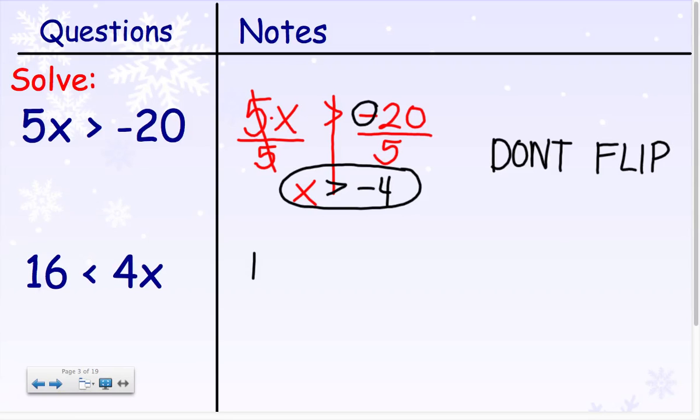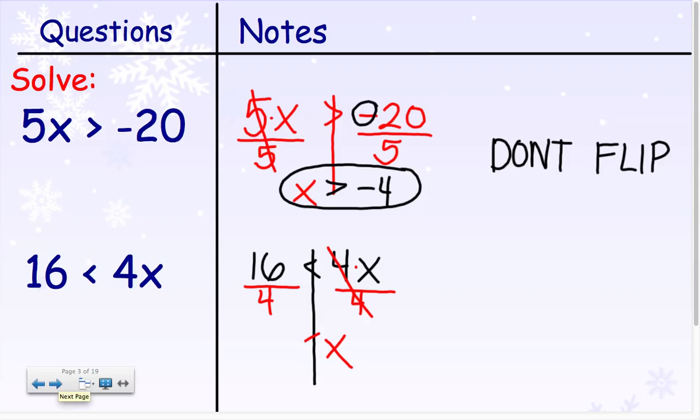Next one, 16 is less than 4x. Draw my train tracks. If I'm trying to get x alone, the opposite of multiplication is division. So divide both sides by 4. I divided by a positive 4, so I do not need to flip my inequality. I kept it the same. This is the same as this. One thing I do need to do, though, is rewrite it. We always want to have our variable on the left.